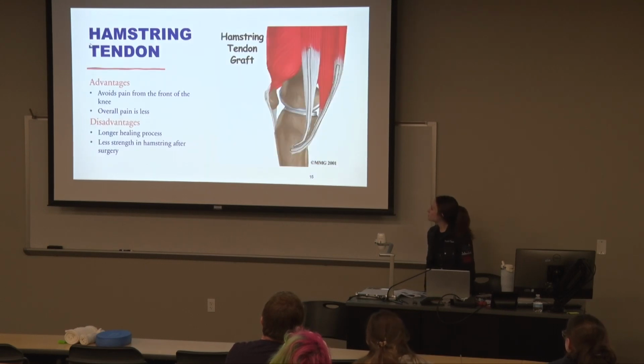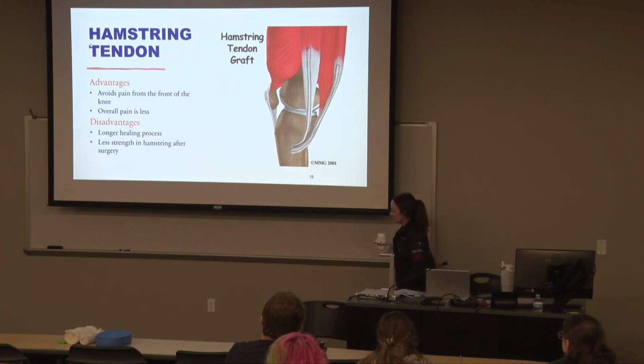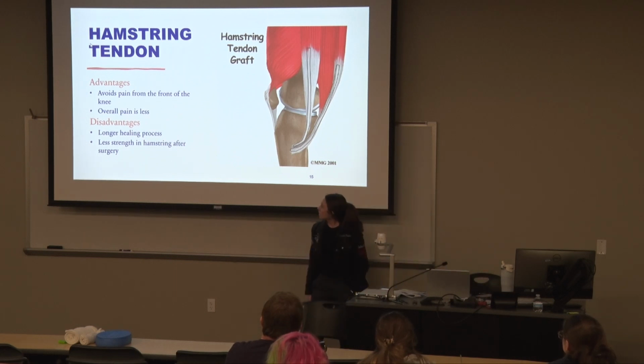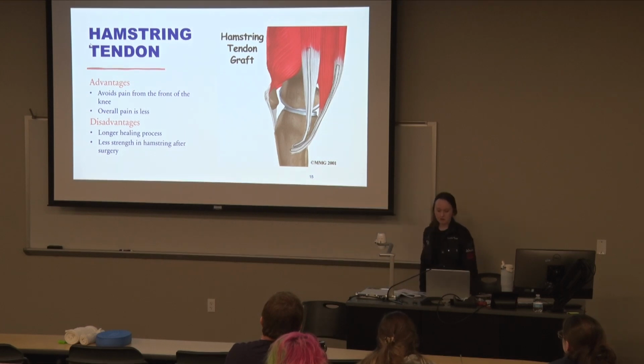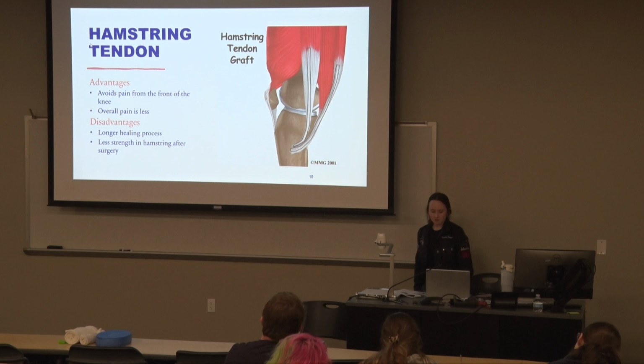The next one's your hamstring tendon. It's right here in the back of your leg. Basically with this one, they take a piece of your hamstring. You don't have the pain from the front of the knee because of course you don't cut the knee, you cut behind the leg. Your overall pain is less, but this also causes a longer healing process because the hamstring takes longer to heal. And then you also have less strength in the hamstring because those fibers were cut.